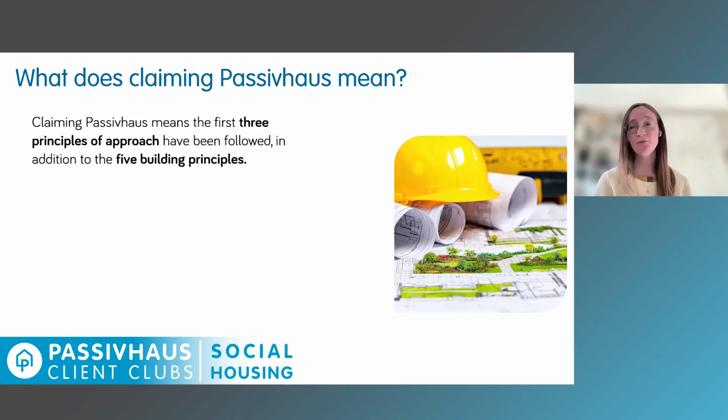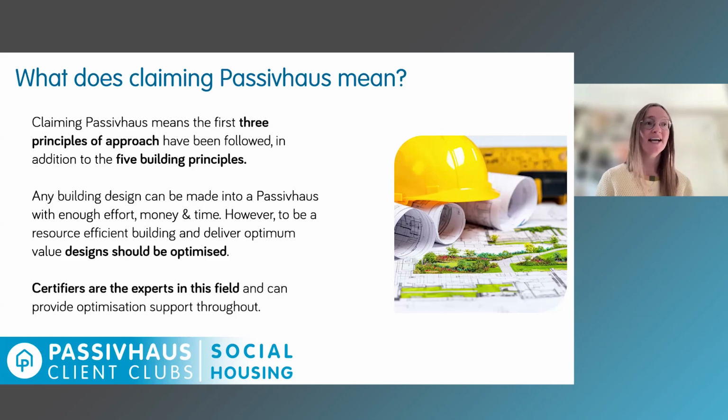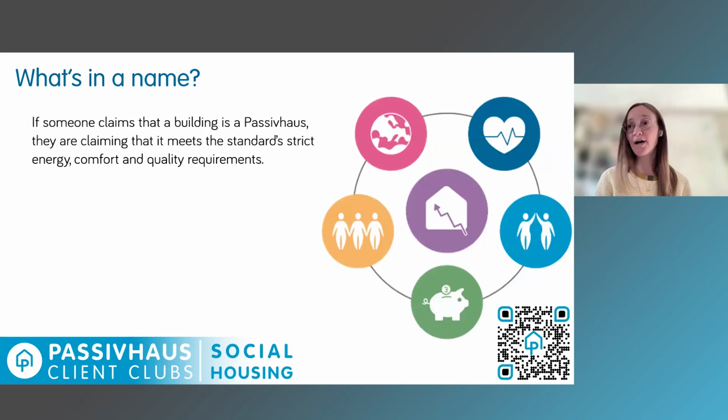So it means that those first 3 principles of approach have been followed in addition to those normal, often referred to 5 building principles. And any building could be made into a Passive House with enough effort, with enough money, and with enough time. However, the purpose of the session today is really saying that what we want are resource efficient buildings, delivering optimum value for clients, and therefore the designs need to be optimized. And certifiers are really an expert in this field and can provide optimization support throughout your project. So what is in a name?